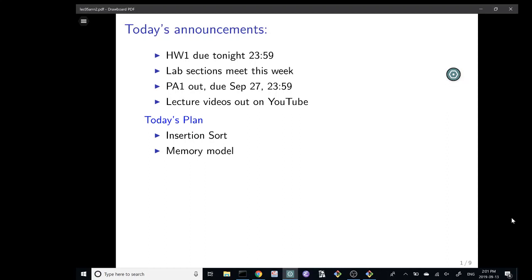Today's plan is to talk about insertion sort, talk a little bit more about loop invariance, and then talk about the memory model on a computer so that we can understand pointers and things like that, and linked lists and other such linked structures. That's the plan. Is it good? Any questions? No. Okay.